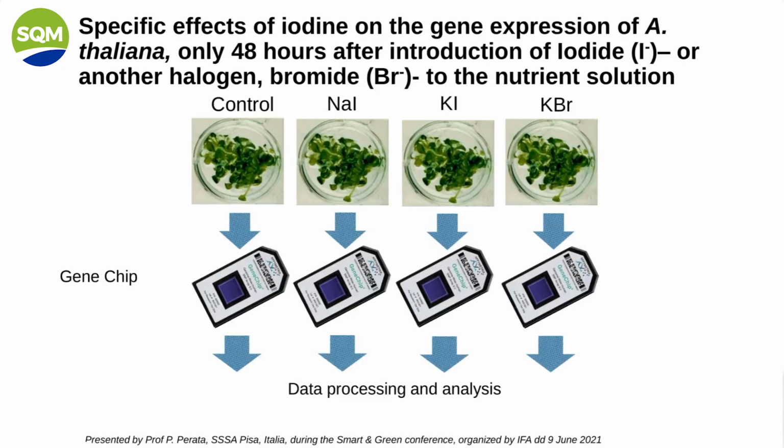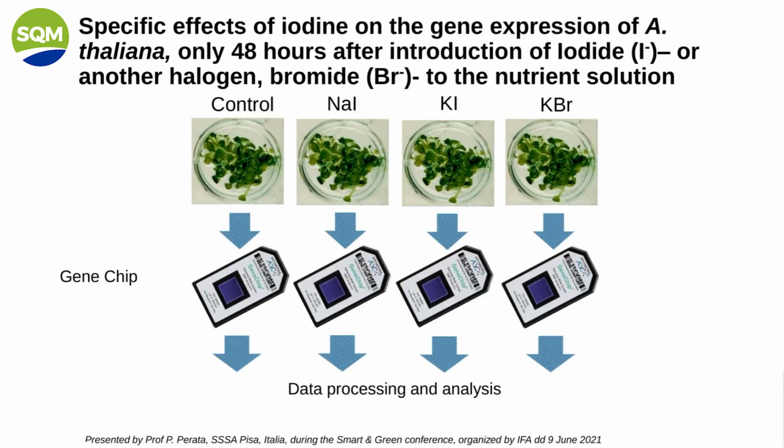So the second part, modulation of gene expression. This was investigated by growing these small Arabidopsis seedlings in these wells with nutrient solution, and they were exposed for only 48 hours to either sodium iodide, potassium iodide, or potassium bromide. The control was iodine deficient. And the resulting gene expression was analyzed using a gene chip technology and data processing and analysis.